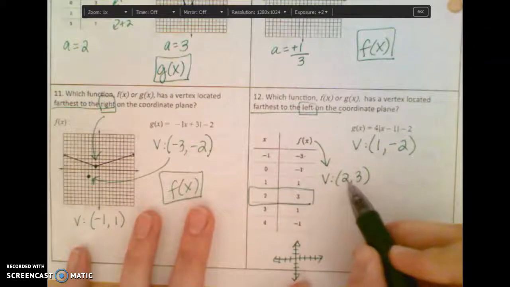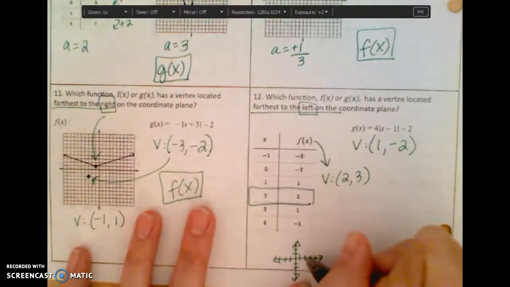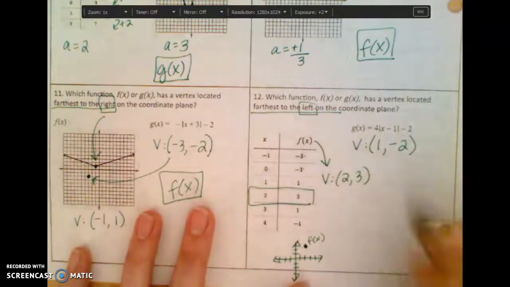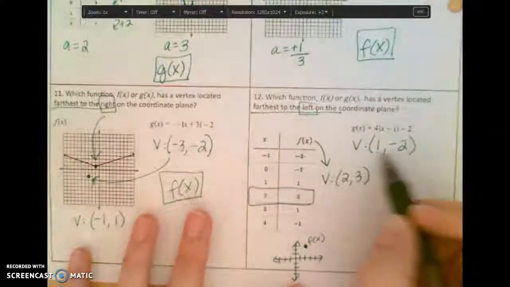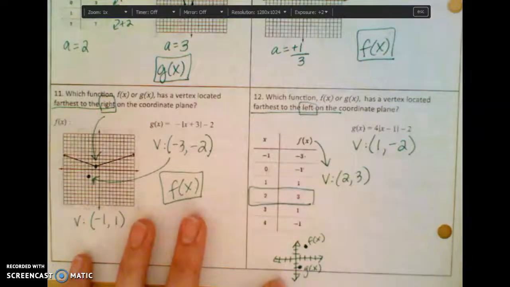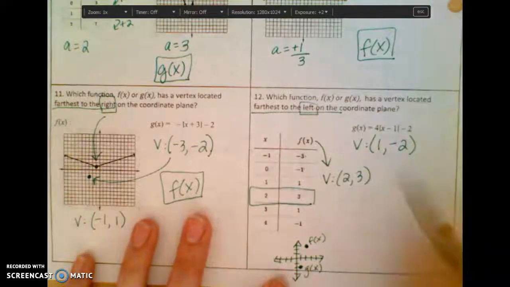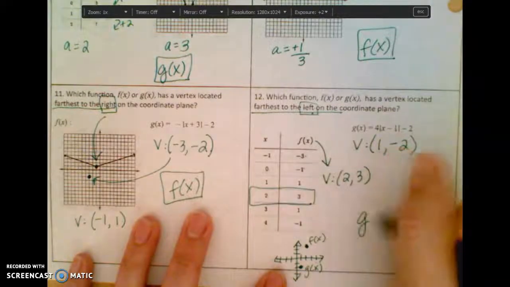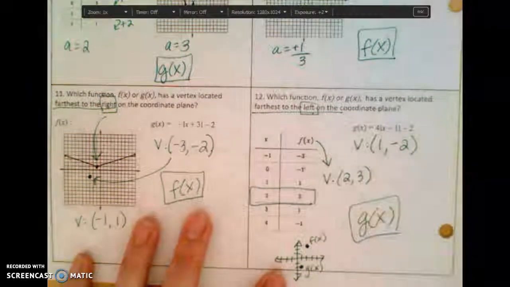Vertex of f of x is at 2, 3. So I'm going to go 1, 2, 1, 2, 3. That's f of x. The vertex of g of x is at 1, -2. So I'm going to go over 1, down 2. That's g of x. We want to know which one is farther to the left. So look at these. Which one's farther left? That's going to be g of x. So our answer is g of x.